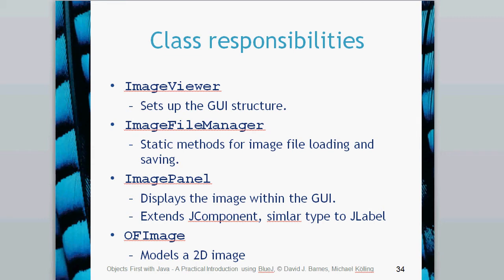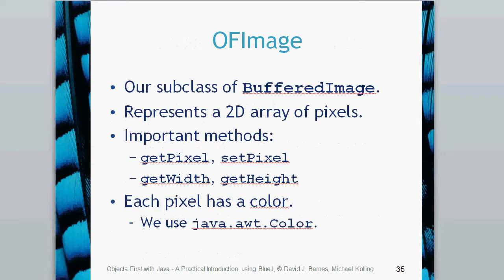So the OFImage class, as I say, we're going to abstract ourselves away from that. All you need to know though is it's a subclass of BufferedImage, and it effectively represents a 2-dimensional array of pixels. And there are some methods we're going to use there, and we're going to use the Color class to specify the colors of the specific pixels within that picture.